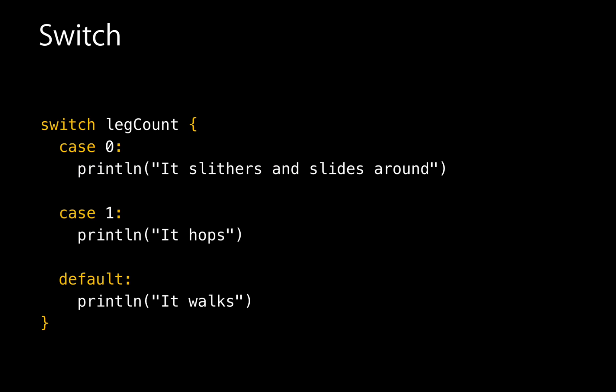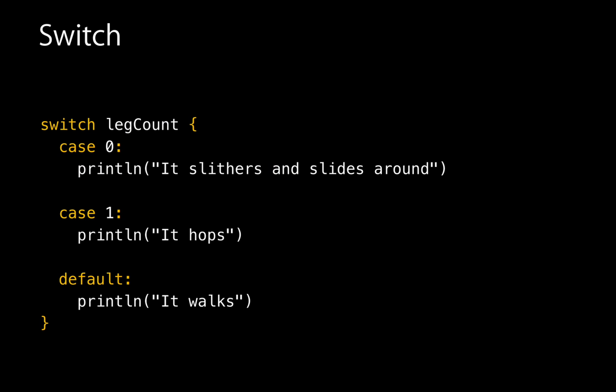But let's start with the basics. Starting with leg count, switching on that, and I'm using case to indicate the possible values. Value 0, slithers and slides. Case 1, it hops. Otherwise, it walks. So use case like you do in C and Objective-C. Notice I'm not specifying break here. Cases in Swift do not automatically fall through.